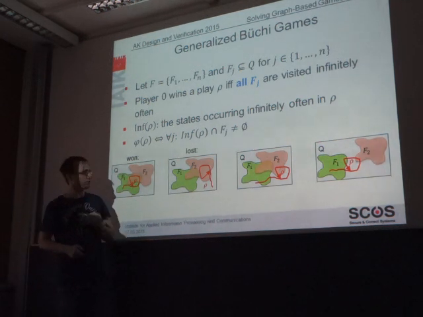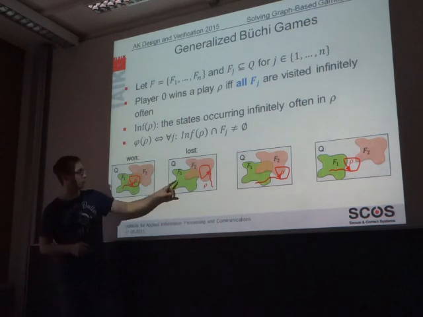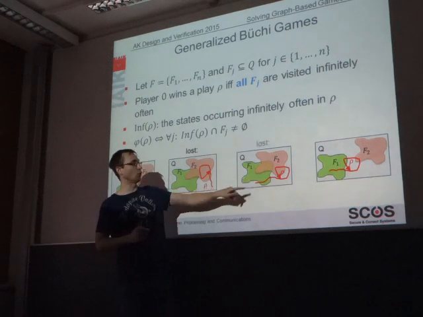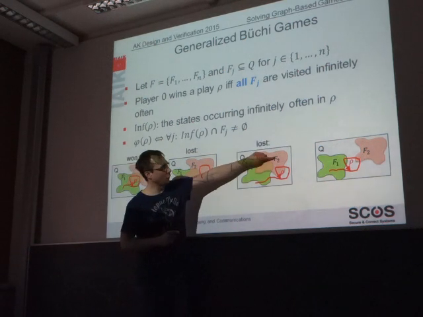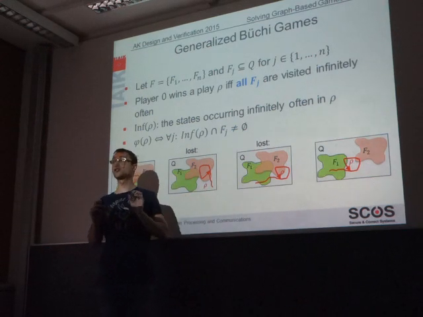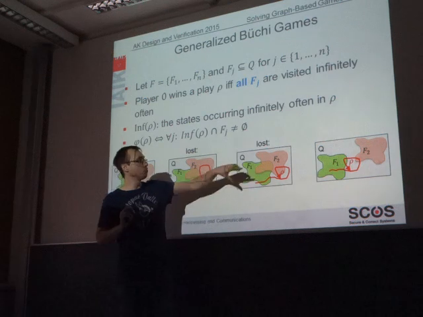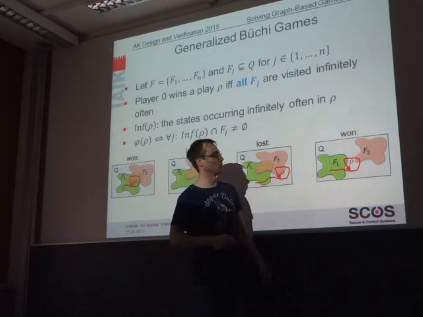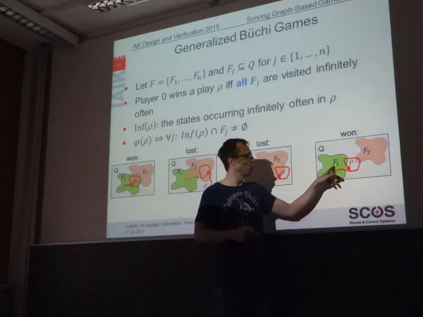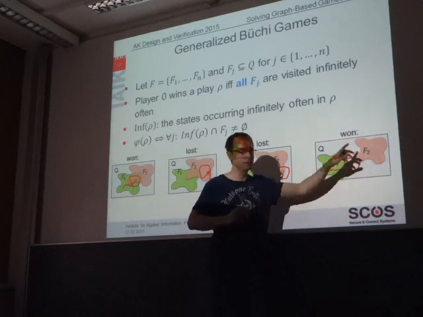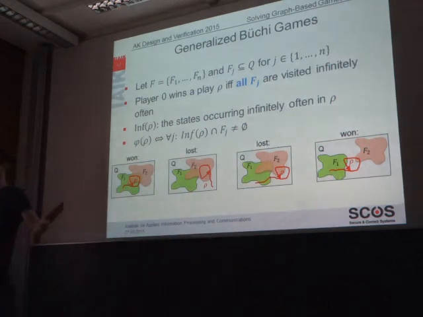This one is lost because we reach F2 infinitely often, but F1 we do not reach infinitely often. This is also lost because we reach F2 infinitely often, which is fine, but F1 we only reach finitely often, so we do not reach both infinitely often. And this is also won. We never reach F1 and F2 at the same time, but still we reach F1 and F2 both infinitely often, which is enough to win this game.